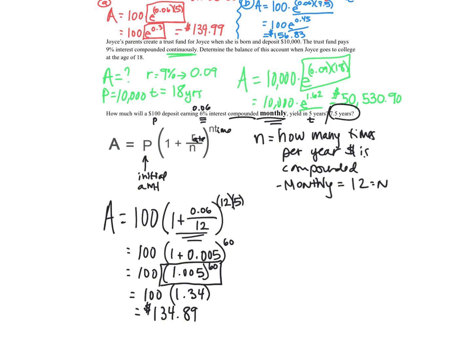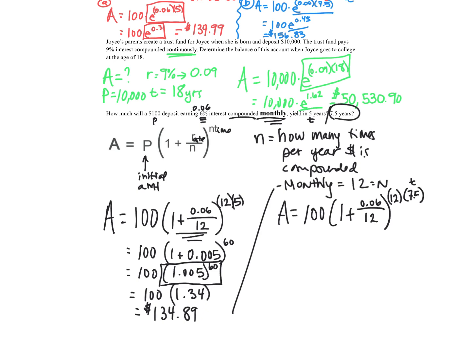Okay. Well, let's do the next part. Let's do now over 7.5 years. I'm going to do a slash here. We still have the same situation with $100 as our P, or our initial amount. 1 plus, we still have the same rate, 0.06. We still have it compounded monthly, so n is 12. And then raised to the n, which is 12 again. And now our new t is 7.5 years.